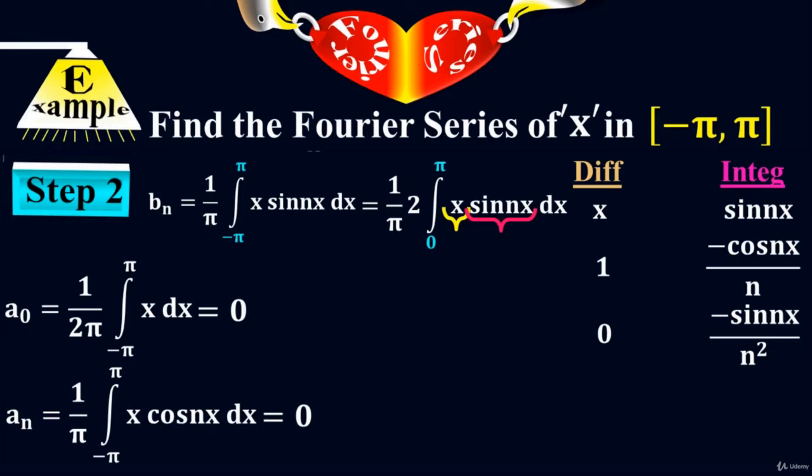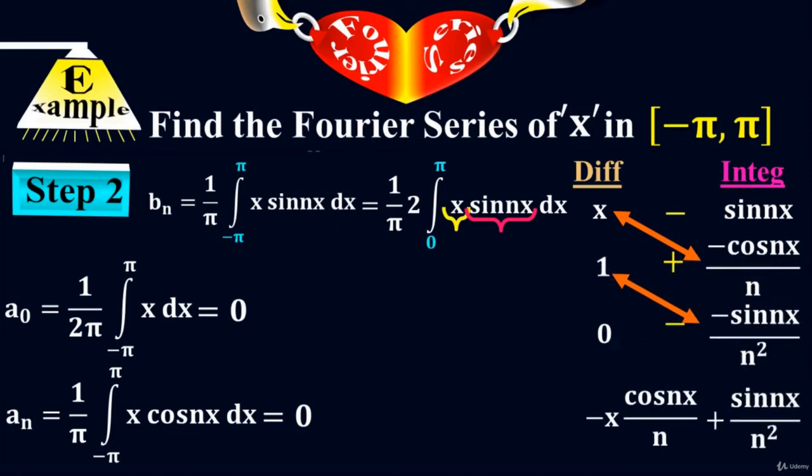Don't forget, we have already done this technique in the integration by parts section. I have done several problems using this technique. Just go and check the integration by parts section. I have minus, then plus, then minus. Take the cross product between these two terms, which equals minus x times cos nx over n, and the product between these two terms, which equals plus sin nx over n square, because minus times minus equals plus. This is my output here.